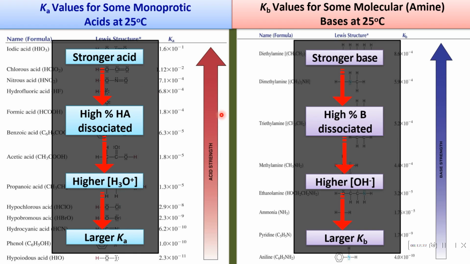Next, a stronger base refers to higher dissociation of the weak base, so it will form a higher concentration of OH minus. Therefore, you will get a larger Kb. So a larger Kb means a stronger weak base.